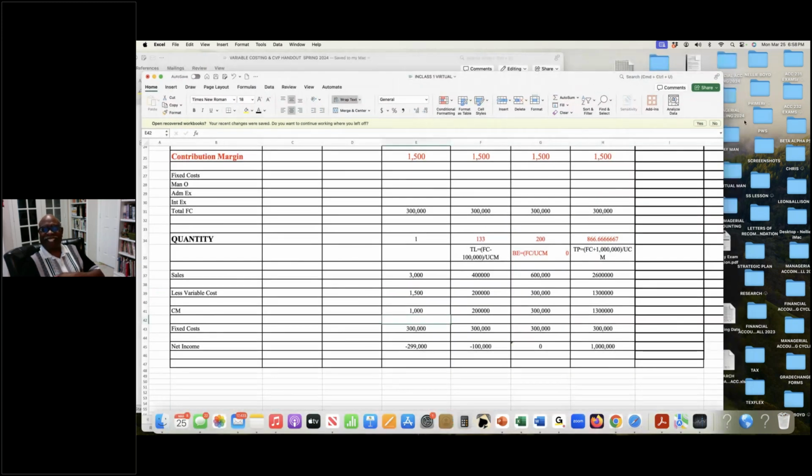The CM is 1,500, not 1,000. The CM is what? 1,500. Yeah, that should be 1,500.